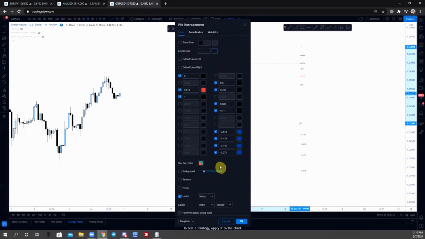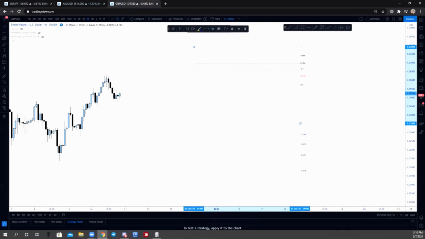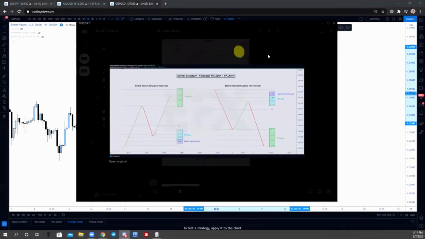You can change the thickness. You can change the colors of the individual levels. You can use one color. There's a lot of cool things that you can do with these different settings. You can go mess around with them on your own time, but there are the settings. There's also a cheat sheet in the Discord, which I referenced in the market structure video, identifying the levels, the kill zone levels, and the TP levels as well for a bullish market structure and for a bearish market structure.